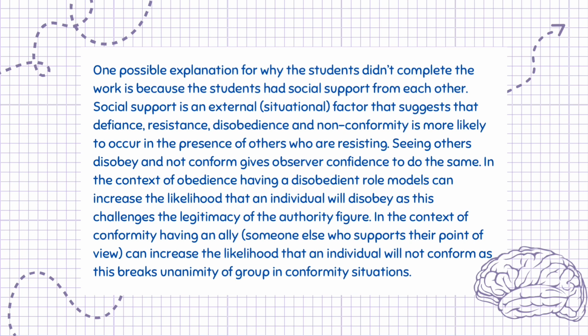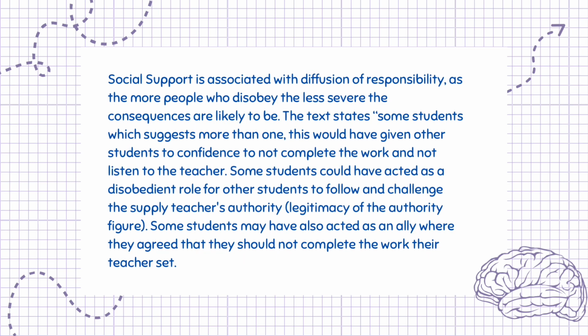In the context of conformity, having an ally, someone else who supports their point of view, can increase the likelihood that an individual will not conform, as this breaks the unanimity of the group in conformity situations. Social support is associated with diffusion of responsibility, as the more people who disobey, the less severe the consequences are likely to be. The text states some students, which suggests more than one.